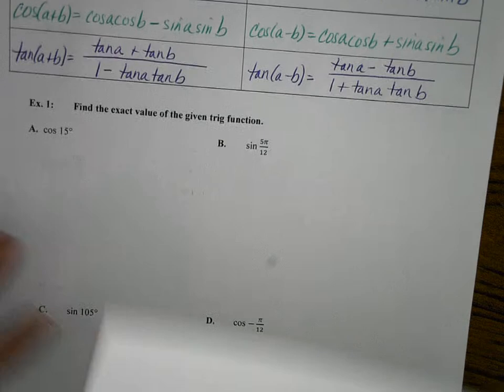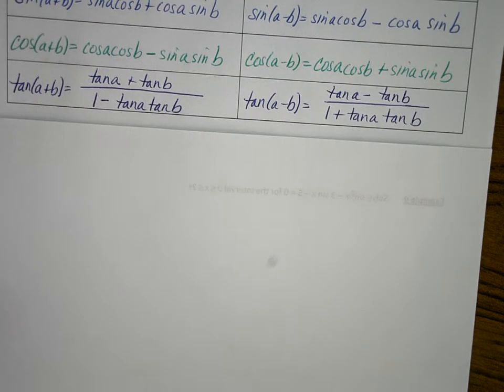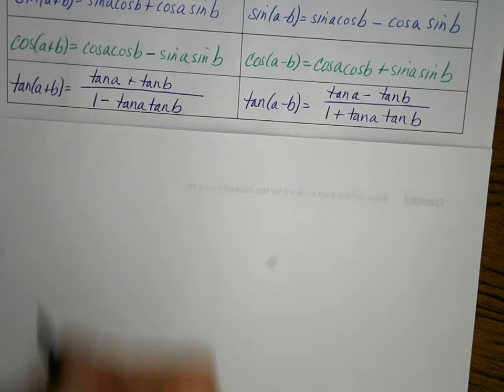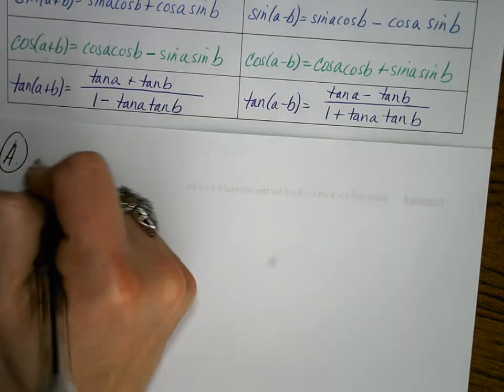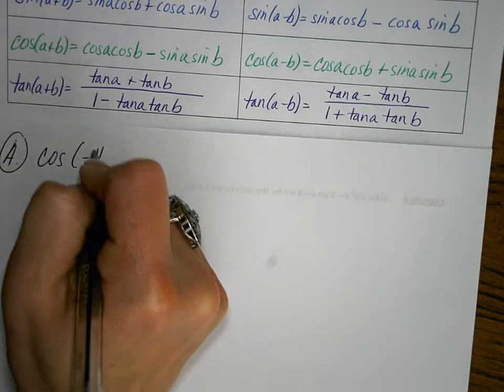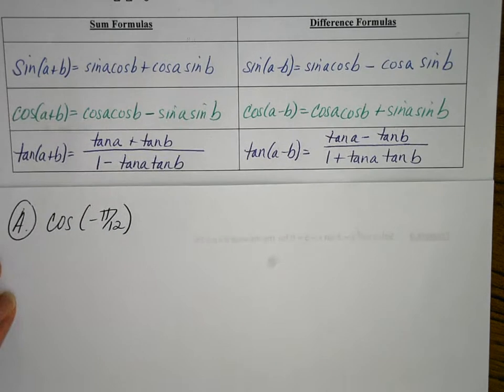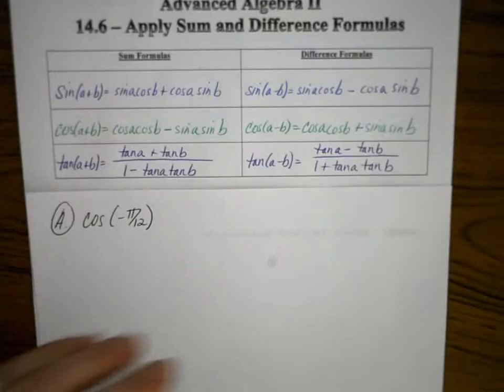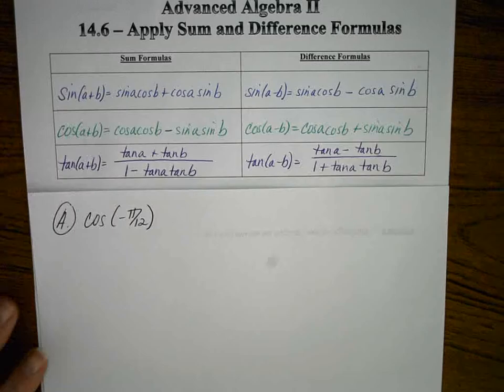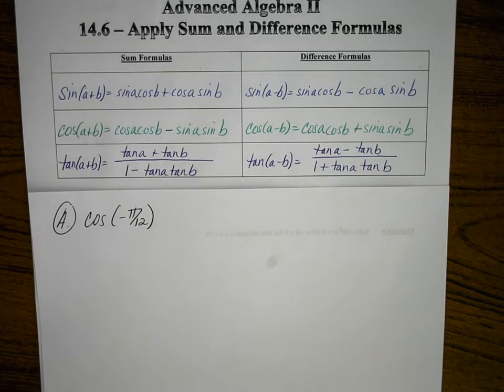All right, so we are using these formulas, and the first situation that I want you to look at is finding the cosine of negative pi over 12. Going to be looking to find the cosine of negative pi over 12.